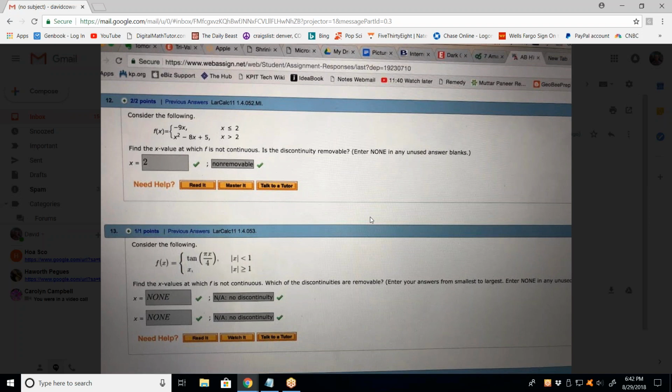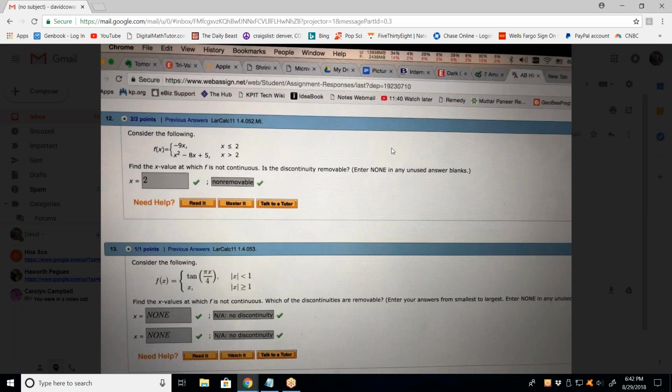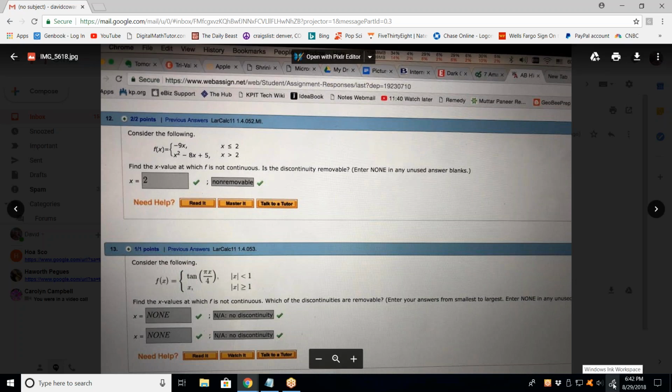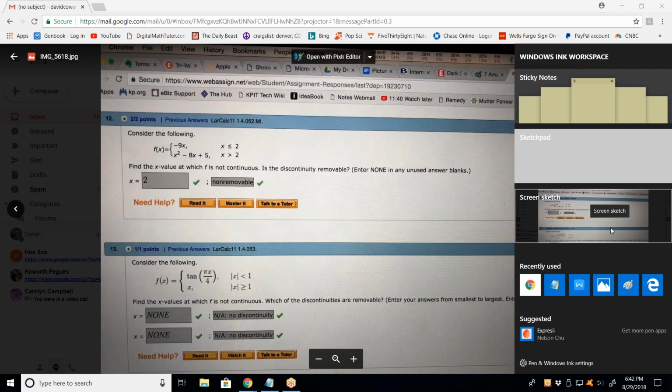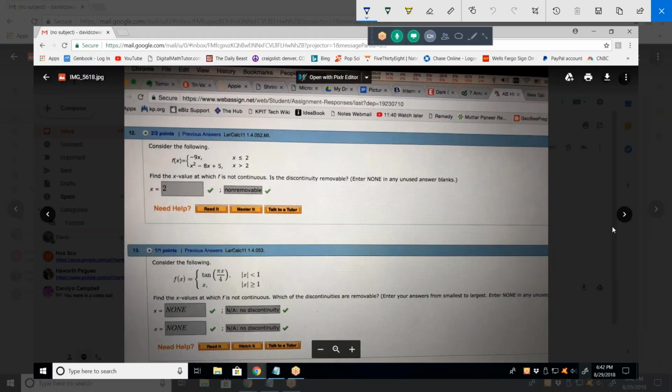Okay. If you don't know how to do these, kind of a good way to look at them is to graph them. And then you can actually see where it's discontinuous. Okay. Minus 9x is a slope like this. Yeah. Line, that's linear. Mm-hmm. And x squared minus 8x plus 5 is a parabola that must look something like that.